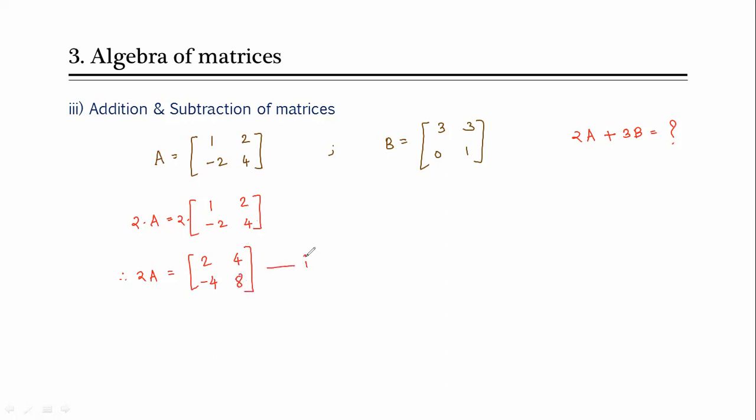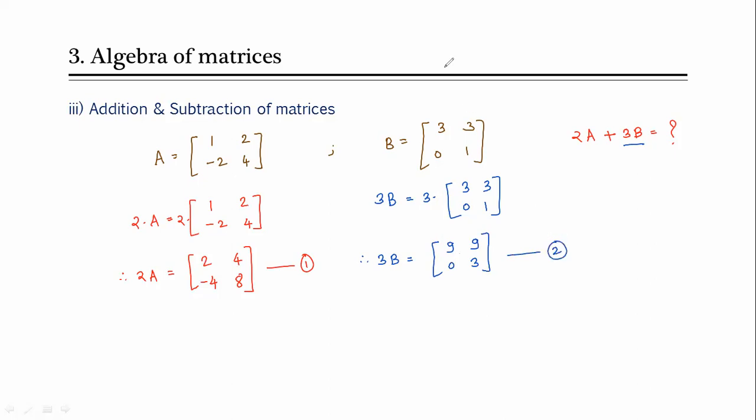Right? This is number 1. Now, in the second case, what will be 3B? We have to calculate 3B. So multiply this matrix B with 3. What will be 3 into B? 3 into 3, 9; 3 into 3, 9; 3 into 0, 0; 3 into 1, 3.